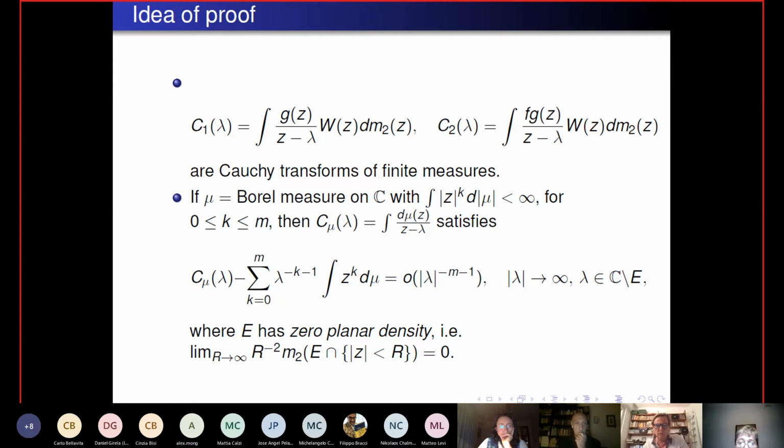But the problem is that you can only know this for all lambdas outside of an exceptional set. This set is in some sense small, meaning that its intersection with the disk, its area is much smaller than the area of the disk as the radius goes to infinity. So this is a price you pay. Everything looks very good, but you have to deal with this exceptional set.